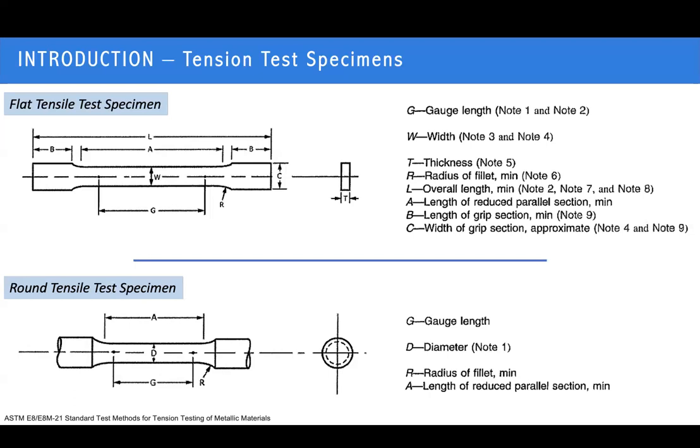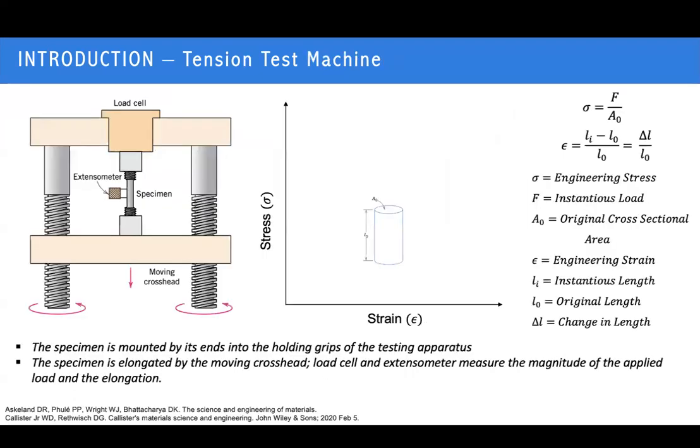Okay, now we have the specimen. Then the specimen will be loaded into the tensile machine. This is a tensile machine, and the specimen will be gripped by the tensile apparatus, and then there will be an extensometer that is able to detect the elongation of this material. This kind of information can be provided by that.